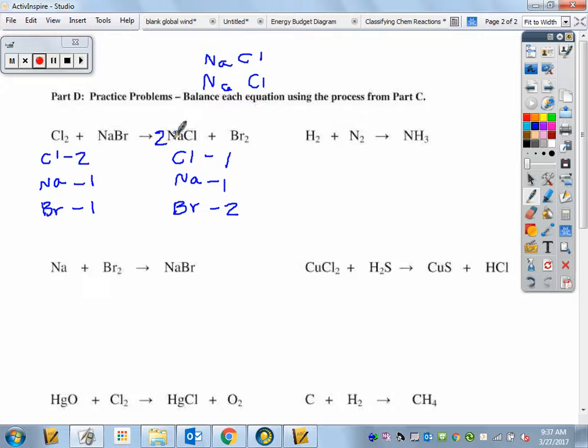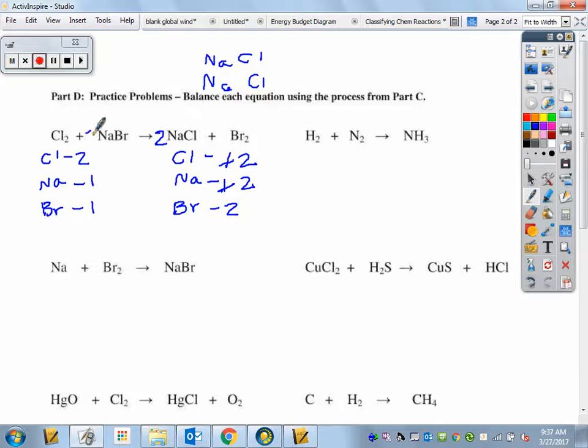So how many sodiums do I have? I started with 1, now I have 2. How many chlorines do I have? 2. So 2 times Na is 2, 2 times Cl is 2. So my chlorines are balanced, but what have I done to my sodium? I've unbalanced it. So now I've got to come over here and get myself up to 2 sodium.